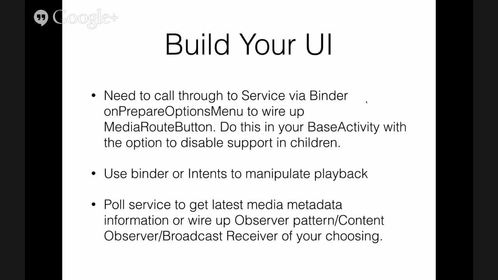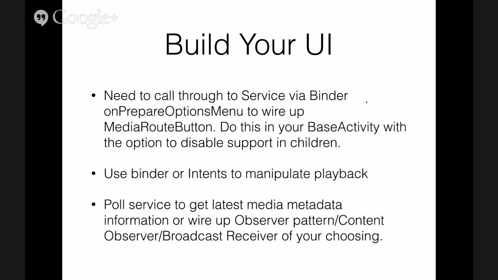Kind of skipped ahead to this earlier, but I do a binder to the service, and then route on prepare options menu through it, and validate options menu once the bind is complete. And then I did it in the base activity, and created an abstract method so that child activities could override to basically return "I don't want Chromecast on me," and then that just won't happen.